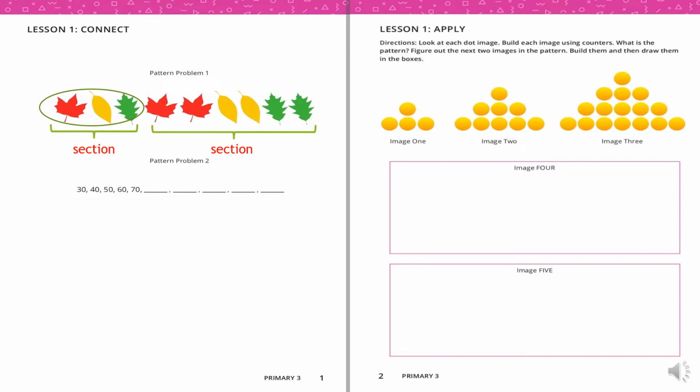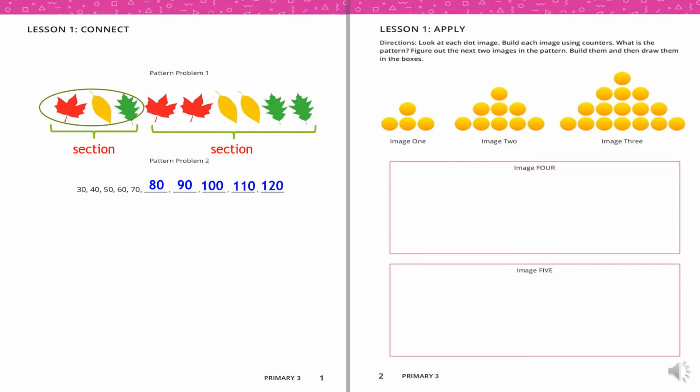Our number pattern: 30, 40, 50, 60. What's our rule? We are increasing by 10. So our rule is plus 10. What should be the next? 30, 40, 50, 60, 70, 80, 90, 100, 110.